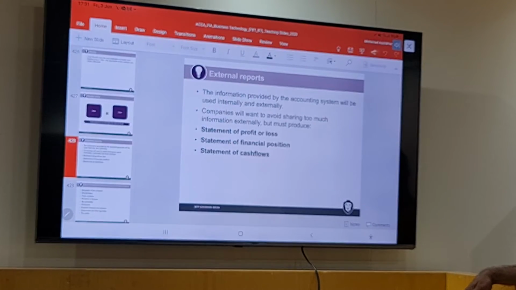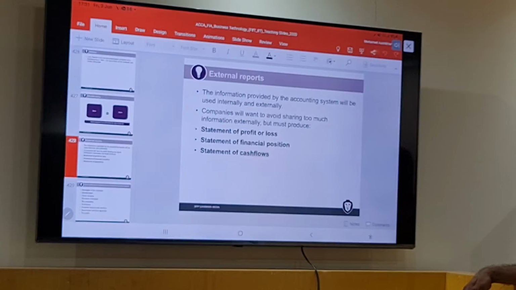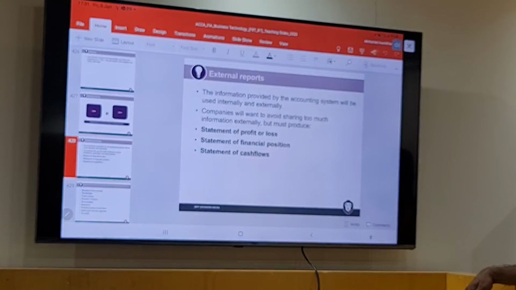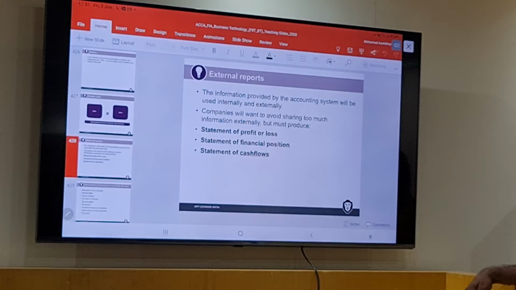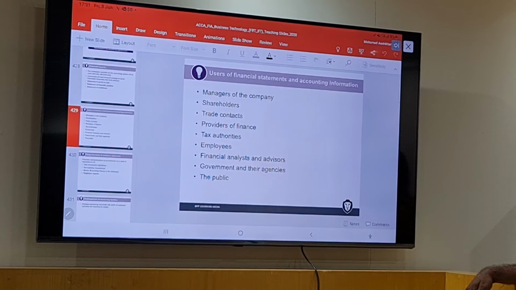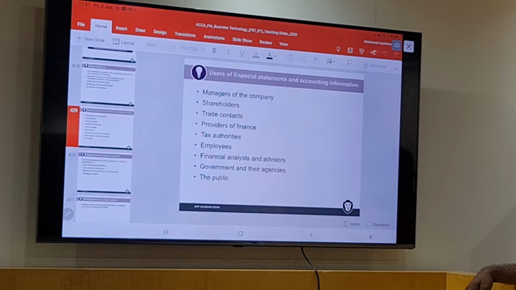The information provided by the accounting system will be used internally and externally. Companies will want to avoid sharing too much information externally but must produce P&L, balance sheet and cash flows. Users of financial statements: managers, shareholders, trade.